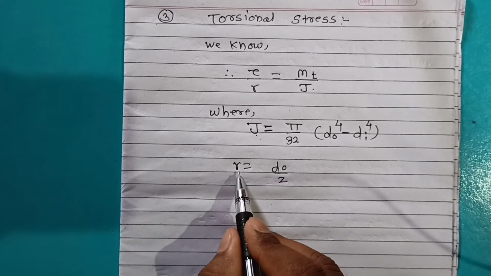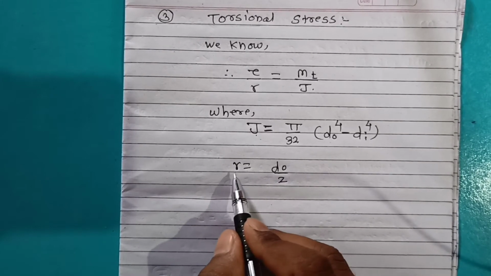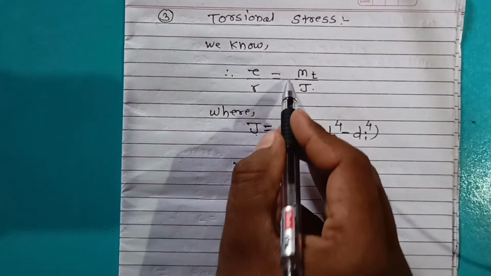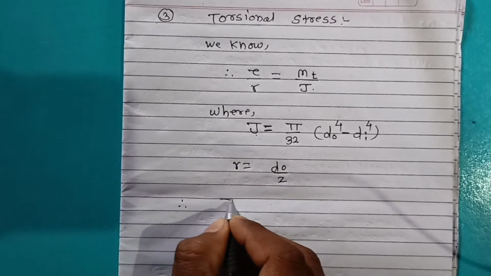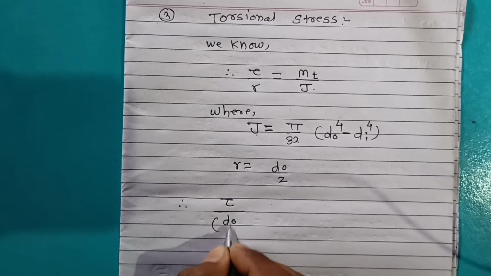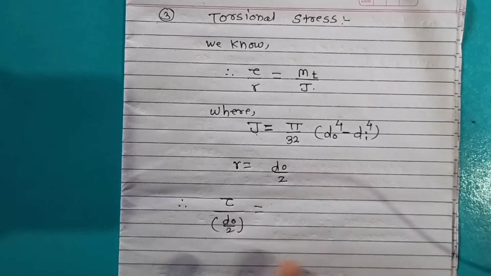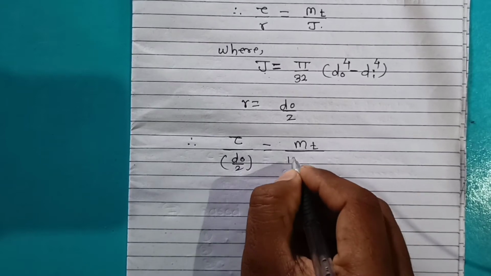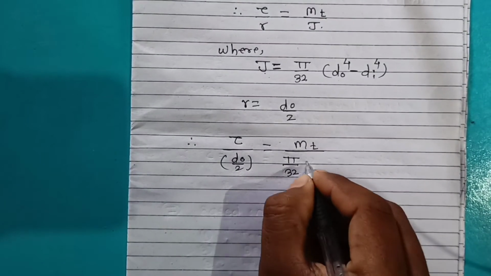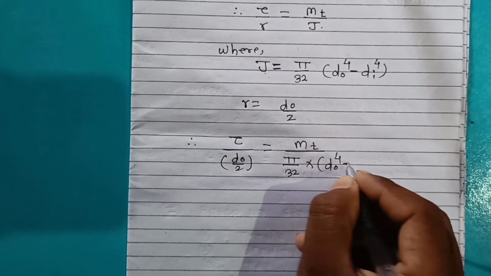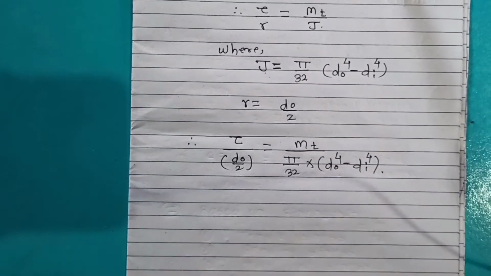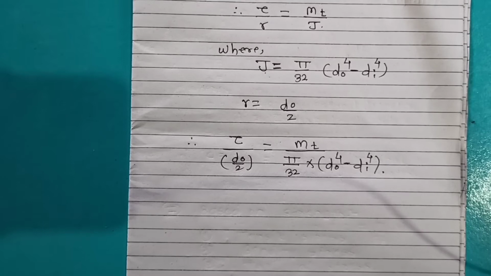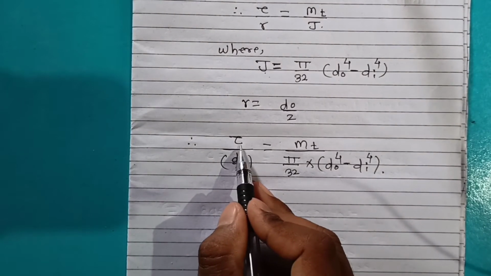R is nothing but the radius of the shaft, and the value of the radius of the shaft is do by 2. Now both these equations are put in the above equation, that is tau divided by do by 2 is equal to mt divided by pi by 32 into do raised to 4 minus di raised to 4.